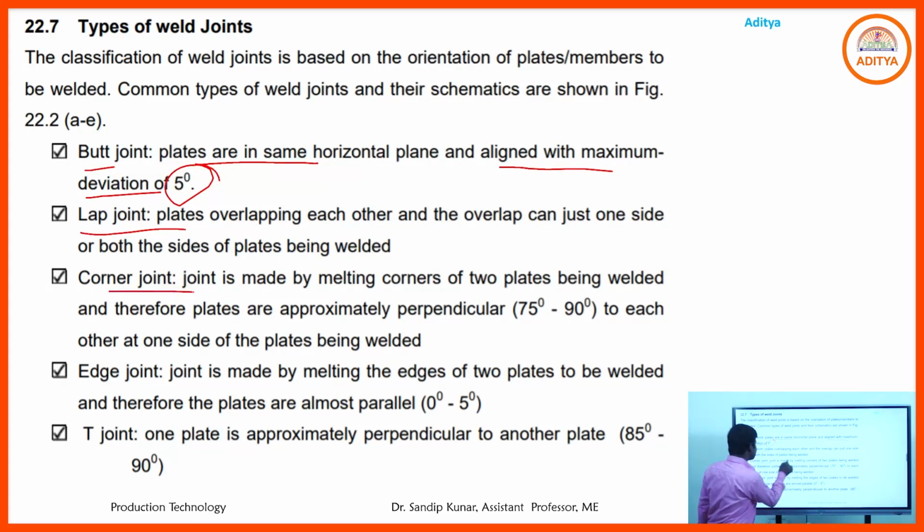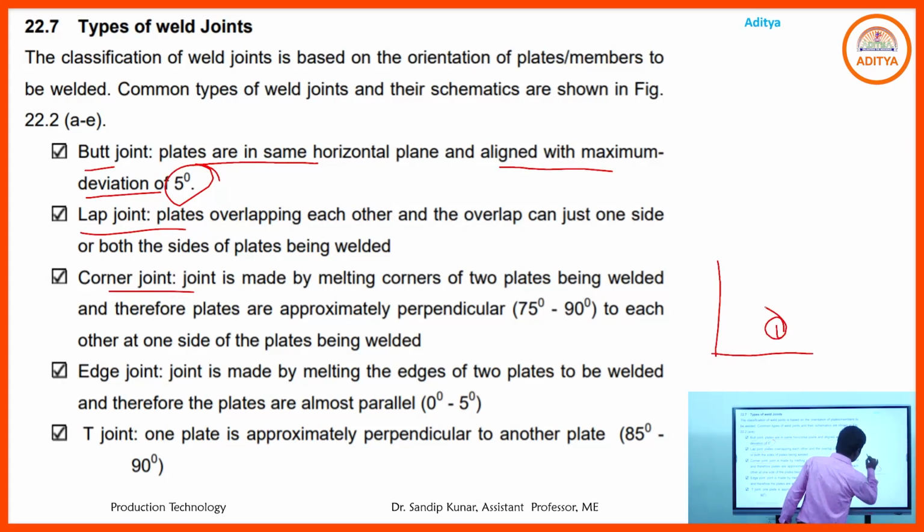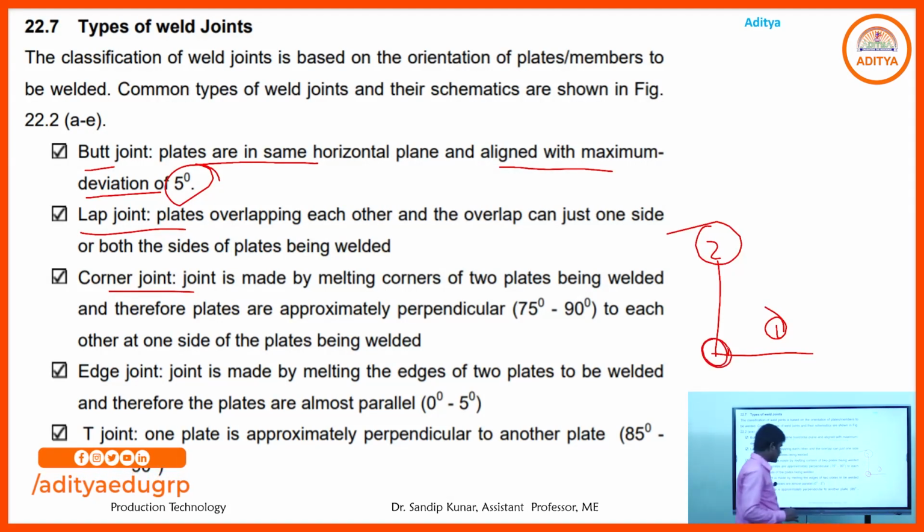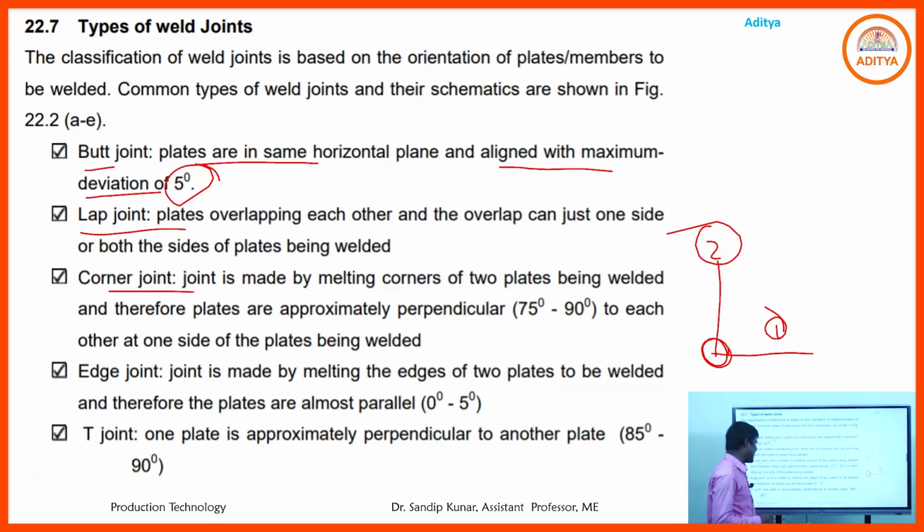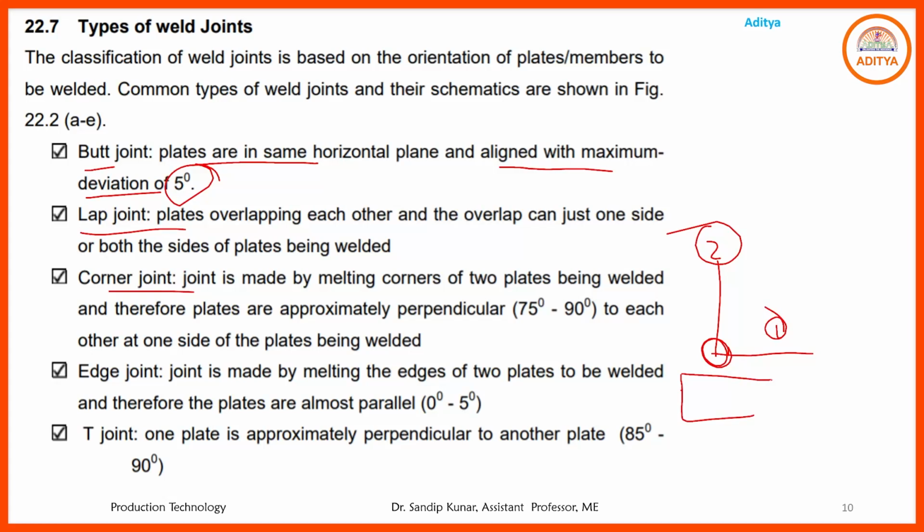Another is corner joint. In this case, two plates are kept across each other at the corner position, so we have a joint at the corner position. Another is edge joint. Two plates are kept in this way and joined across the edge.